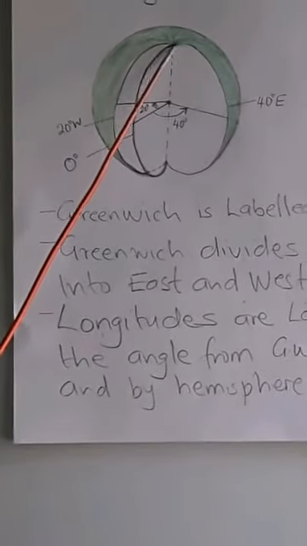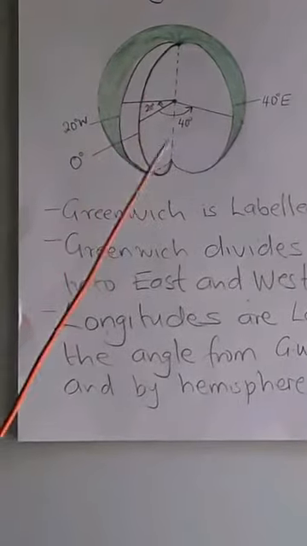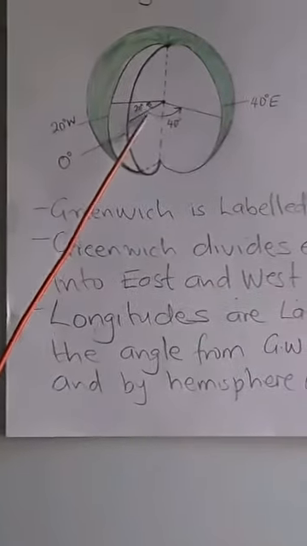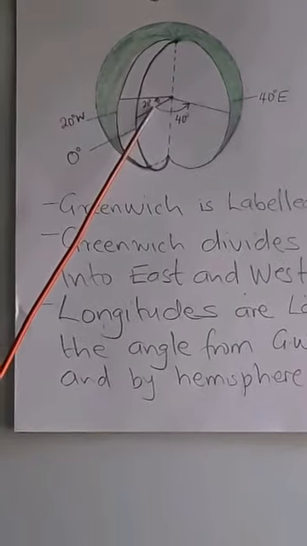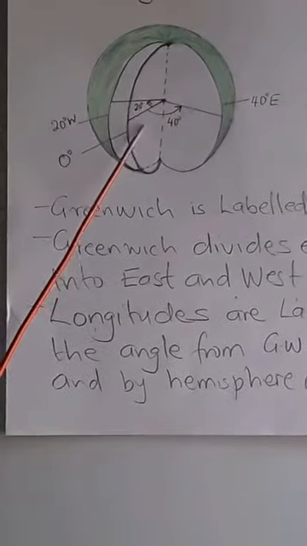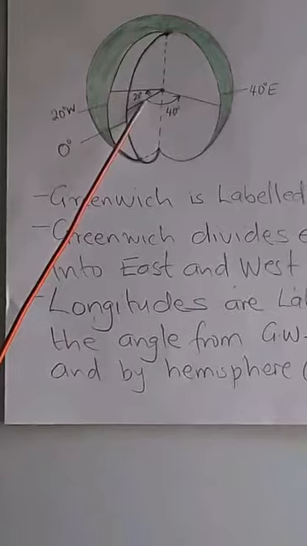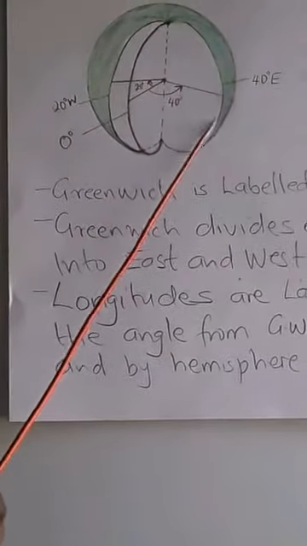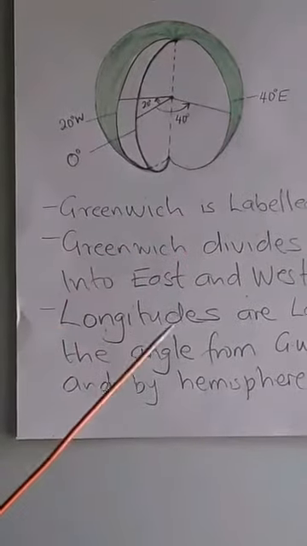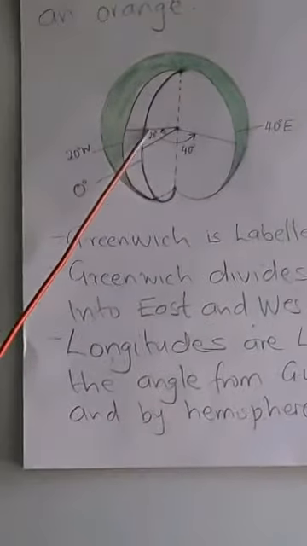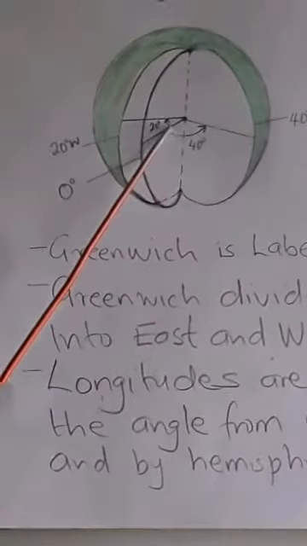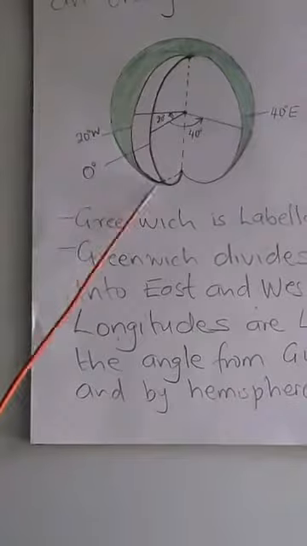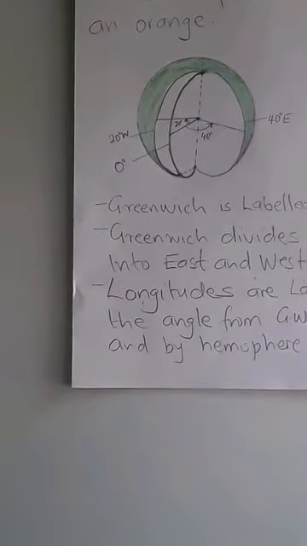Now, imagine that you have removed this piece. This is the angle which we are considering. So in our case here, if this angle measured from this vertical circle or plane is 40 degrees, then the longitude there will be labeled 40 degrees east. If this angle here is measured 20 degrees from 0, then the longitude here is labeled 20 degrees west.